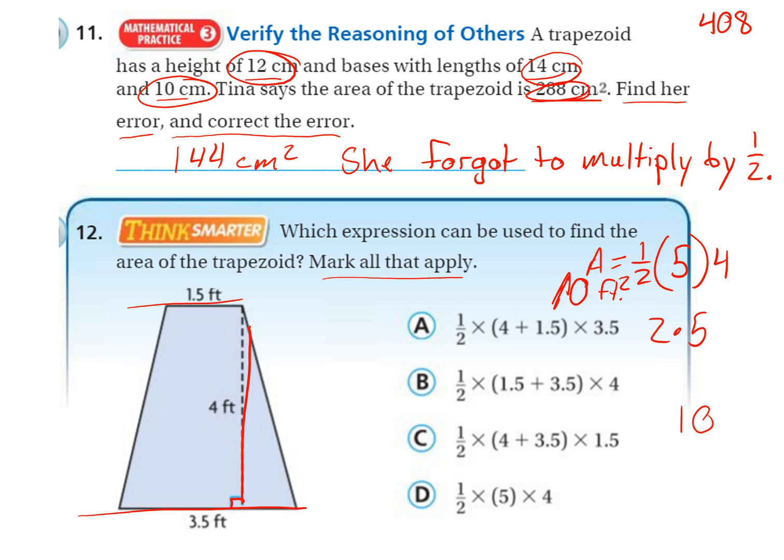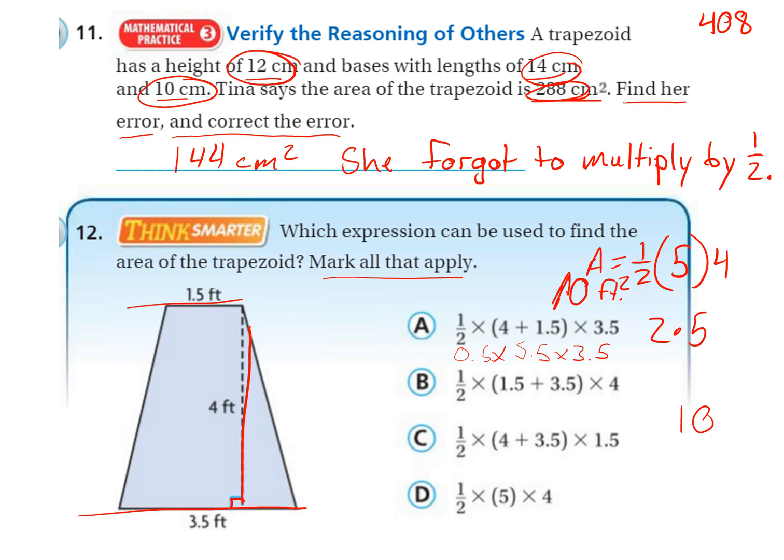And so now we just look at these expressions, we evaluate them and see which ones would give us 10. Okay. So 4 plus 1.5 would be 5.5. And then 5.5 times 3.5 times 0.5, those were none of the numbers I used. So it doesn't look like that's going to be it. I'm going to double check at the end, because I will have the time.